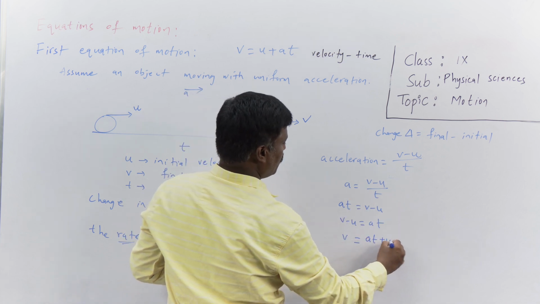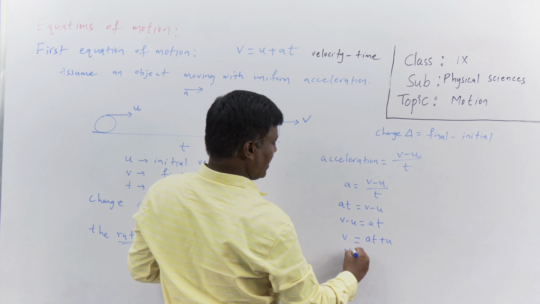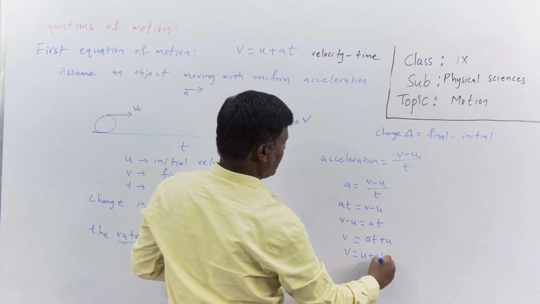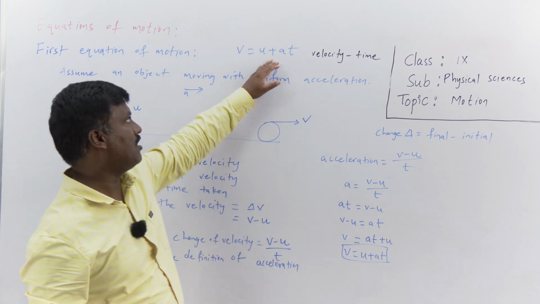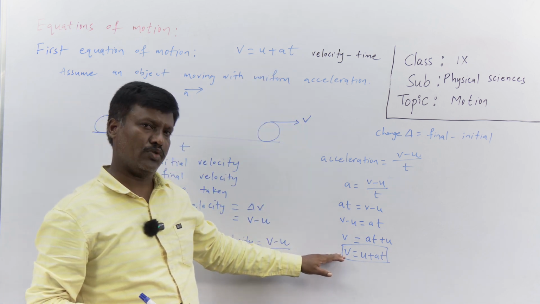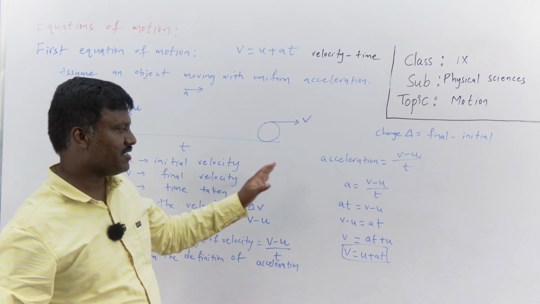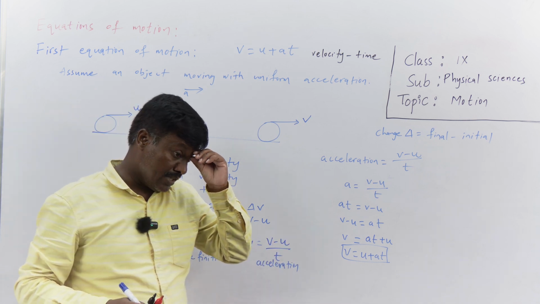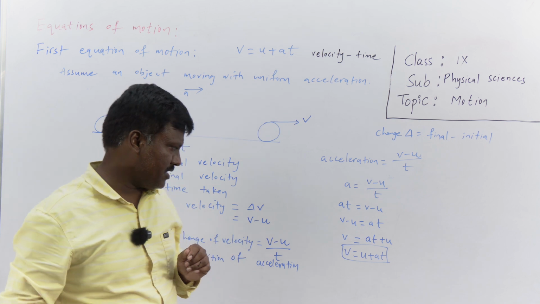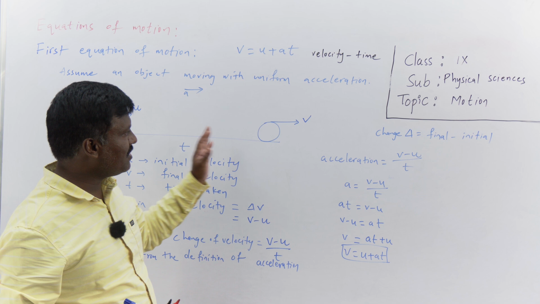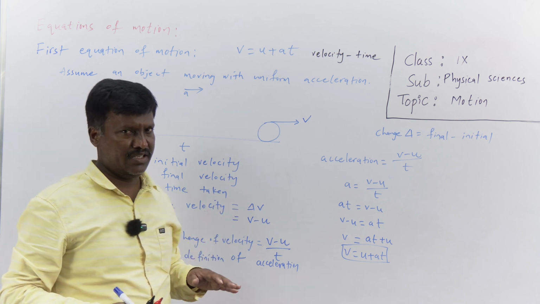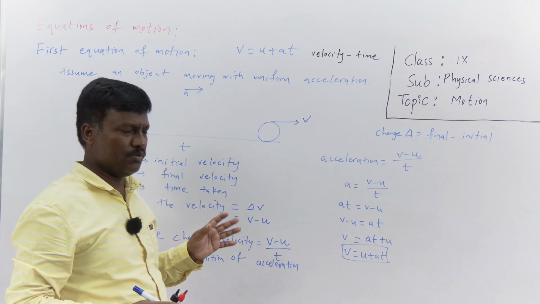At plus u can be written as u plus at, because a plus b is equal to b plus a. So this is the equation we got. This is the first equation of motion. Please note down this derivation part. The derivation is for understanding purposes, but learning the equation is very important. Even if you don't learn this complete derivation, it is okay, it works.